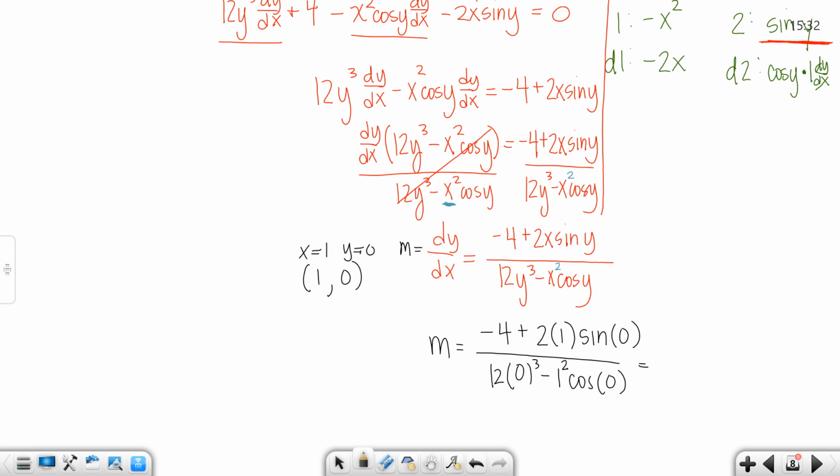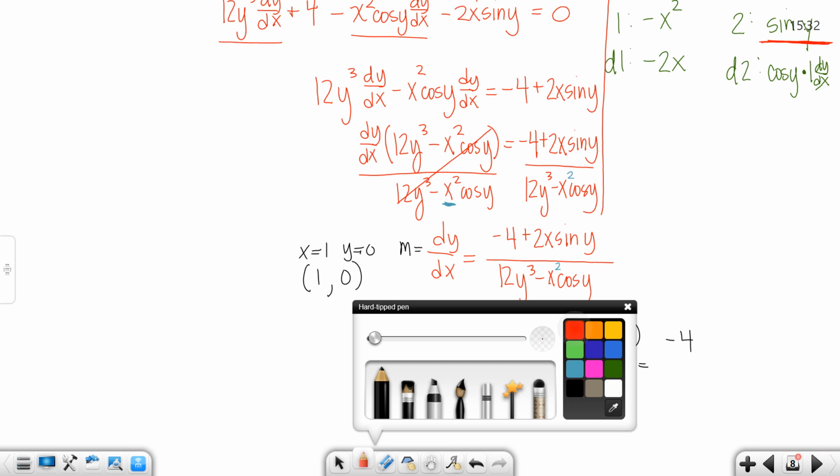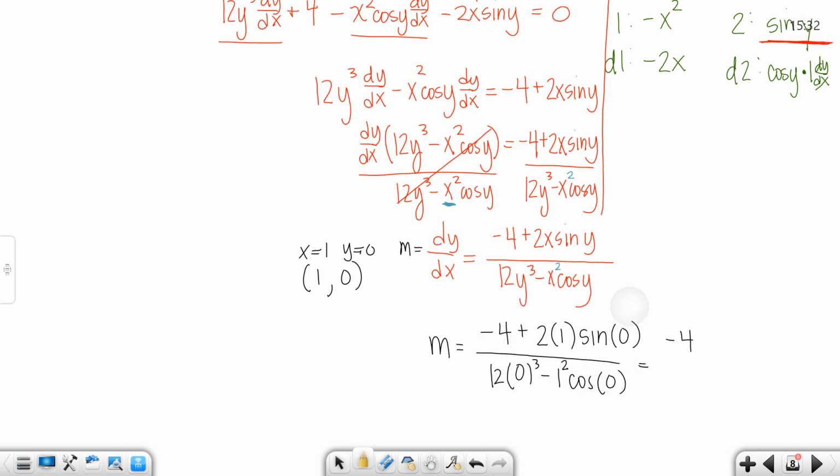Now, across the top, I have a negative 4. Looking at the second group, I remember that the sine of 0 is 0. So this second part would be 2 times 1 times 0, so that would just be a 0 on the back. Okay, looking at this bottom part, 12 times 0 would just be 0. So what you would get on the bottom is a negative 1 squared cosine of 1. So you get negative 4 over negative 1, which gives you 4.